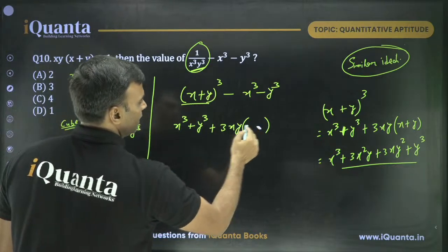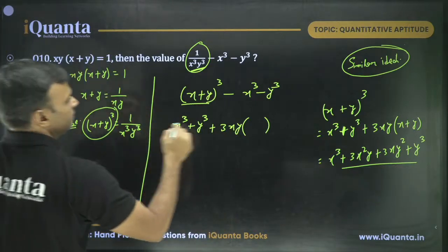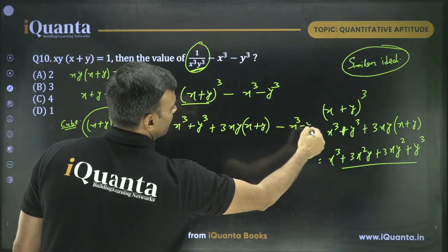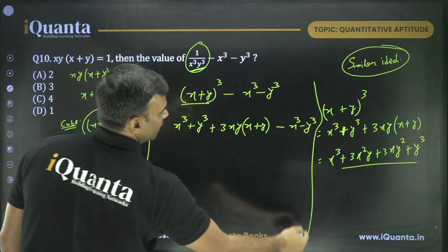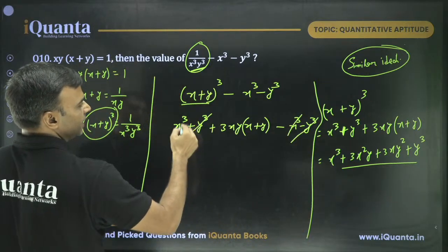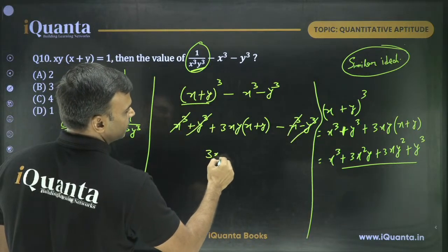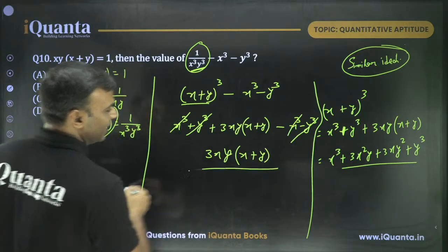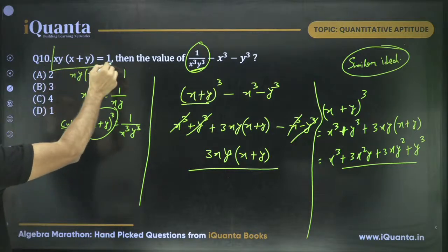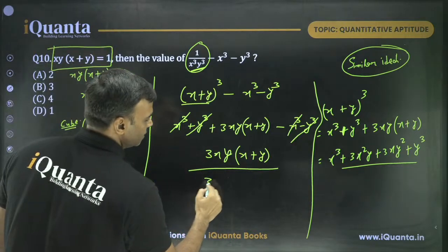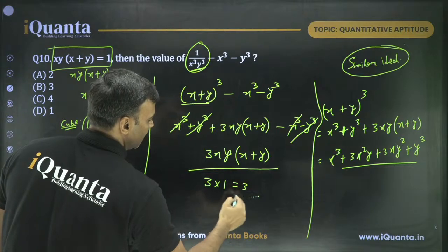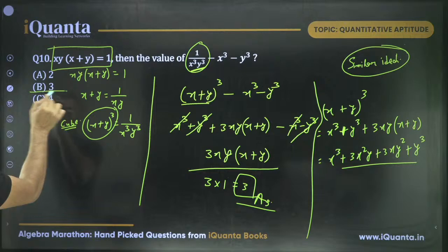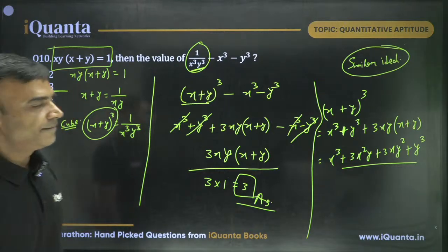So nothing to worry. x plus y minus x cube minus y cube. ठीक है? So x cube and y cube are cancelled, and it is 3xy into x plus y. अरे ये तो क्वेश्चन ही आ गया ना. xy into x plus y is 1. So this is 3 into 1, which is 3. So the answer of the question is 3. Option B, 3 is the correct answer.